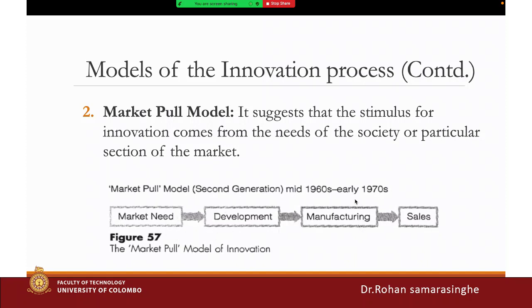In the 60s to early 70s we can find this market pull model. There is a need in the market, and to satisfy that, develop the product or service, manufacture it and sell.